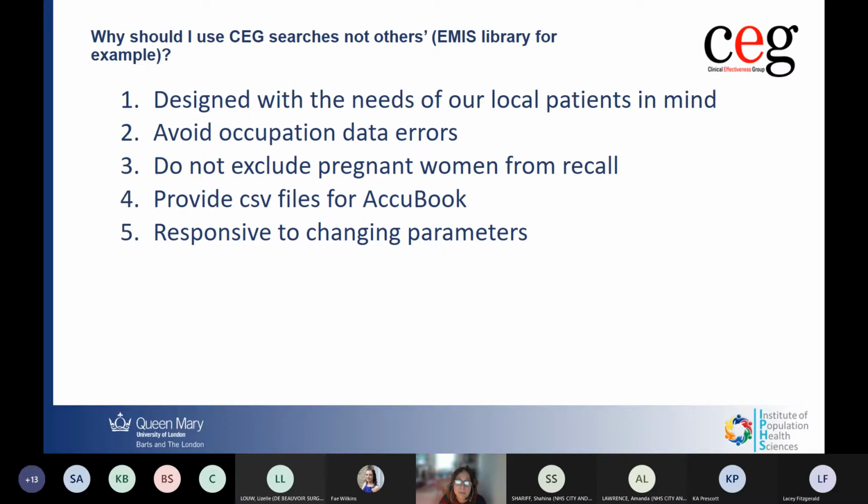And the other point to make, I think, is that we like to think that we're responsive to changing parameters. As we know, things have been changing quite quickly, and we've worked very hard to get these changes out to you as fast as we could.